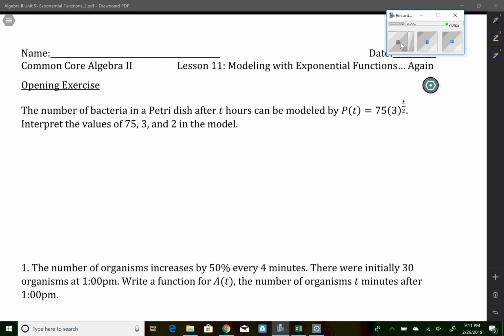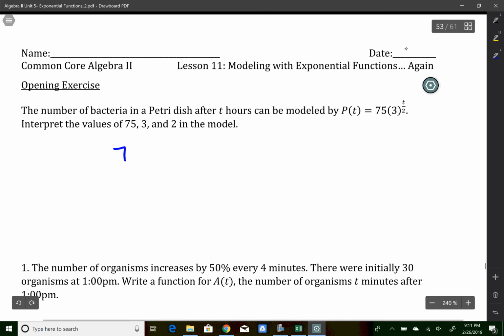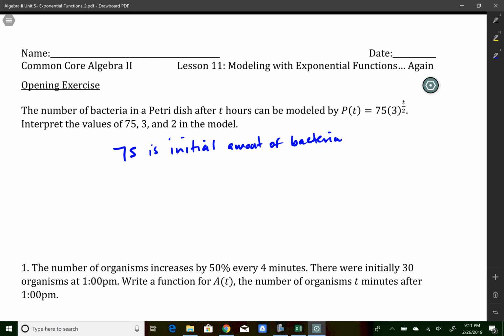So in the opening exercise, it says the number of bacteria in a petri dish after t hours is modeled by the function p of t. Now there are three numbers in this function, 75, 3, and 2. And we want to know, what does each number mean? So 75 is the initial value. All right, so that's the initial amount of bacteria, because it's being multiplied to whatever this is causing the rate to increase or decrease.